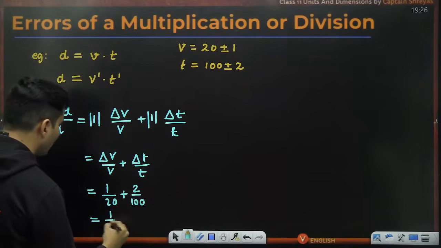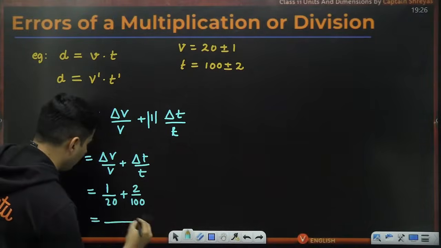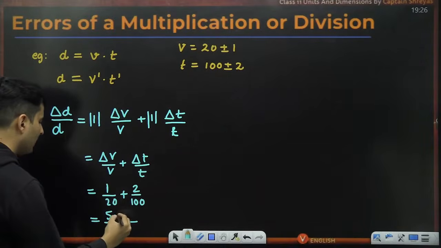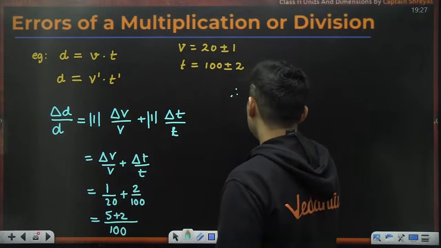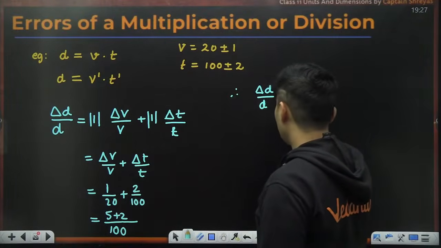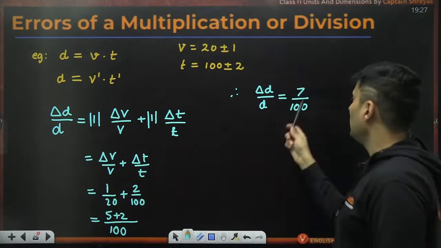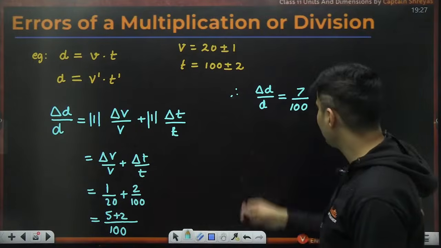1 by 20 plus 2 by 100. If you want, we can take the LCM, that will be better. The common denominator can be 100. So this will become 5 plus 2. So therefore, delta D divided by D will be nothing but 7 divided by 100. So the relative error in distance is 7 by 100.